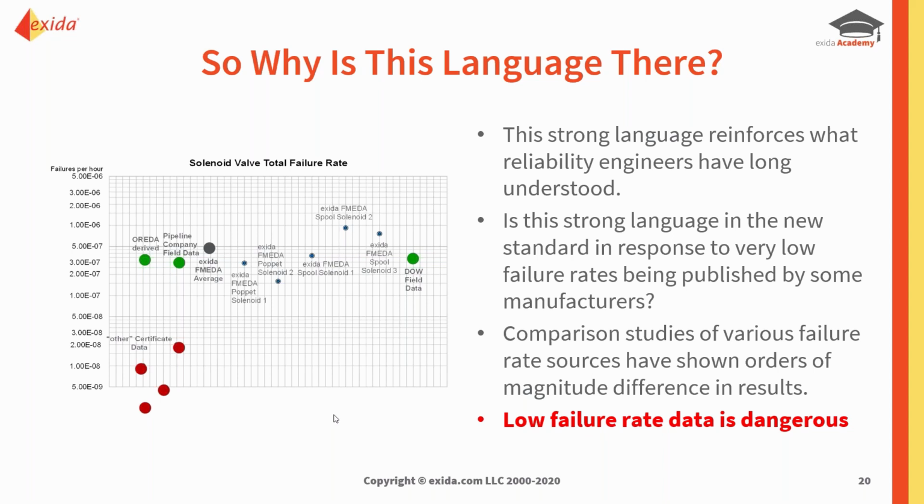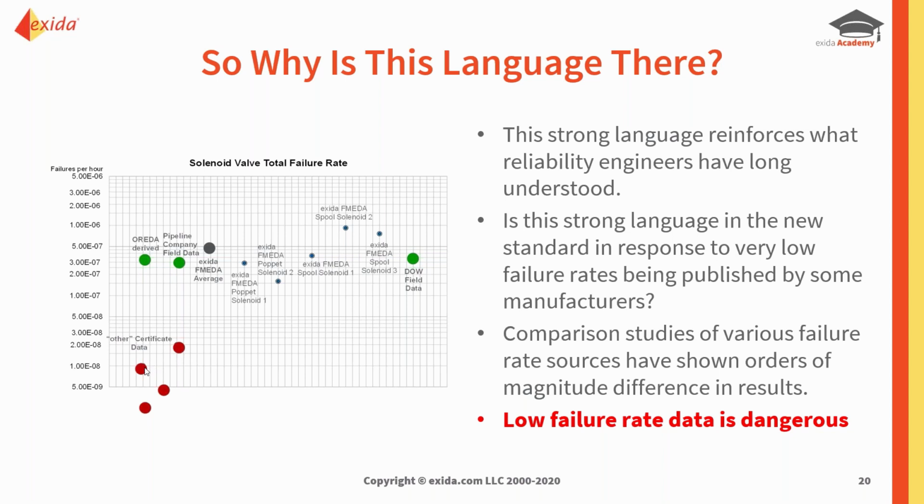So if you see here, this is a sample of solenoid valves with failure rates. And you can see here, this is the IEC derived failure rate for a solenoid valve. This pipeline company field data, the exida average of these types of solenoids, which is slightly more pessimistic, which is what we'd expect because it's predictive, and then Dow. And you can see that these are ranging from around about 180 or 190 FITs up to about 1,000 FITs.